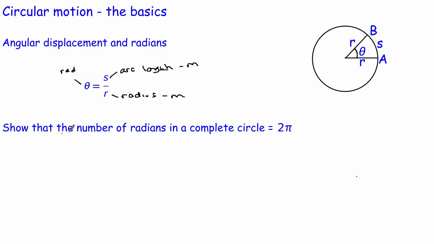So we can do little things like this. We can show the number of radians in a complete circle by using this equation: theta equals S over R. For a full circle, going all the way around, the arc length is just the circumference of the circle. The circumference is 2 pi times the radius, divided by the radius. So these two radii cancel out, and we end up with theta being equal to 2 pi. So that's one way to prove that the angle in radians in a circle is 2 pi.